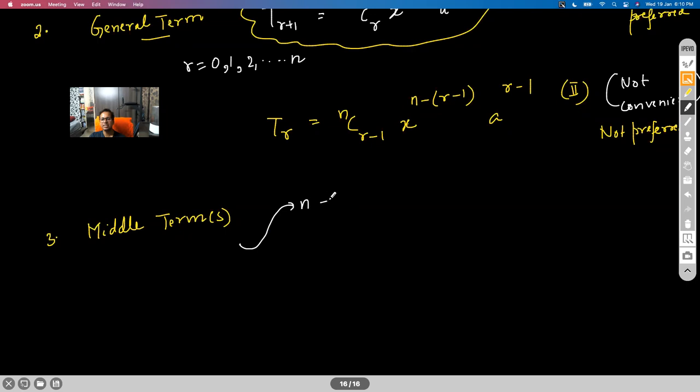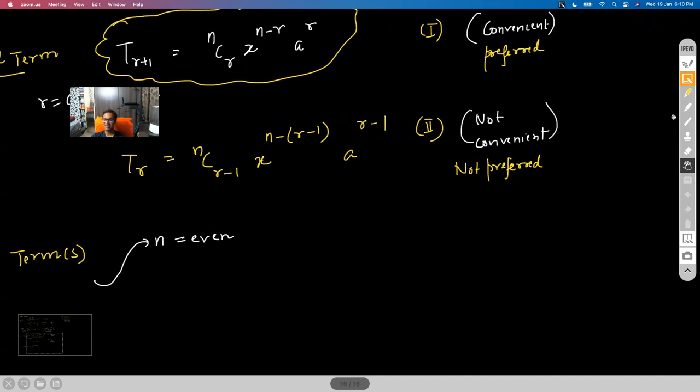If n is even, you tell me, which term will be the middle term or terms? So first of all, how many middle terms will we have and what will be the position of those terms? Okay. Let's talk about n as even first. You can take some example. Let's say (x + a) whole square. We just now did. But by the way, I'm not going to write that expansion down.